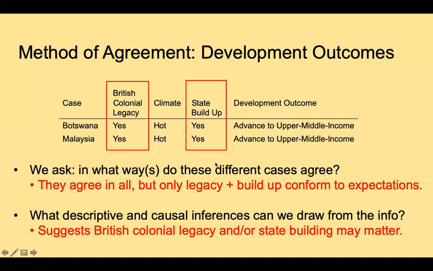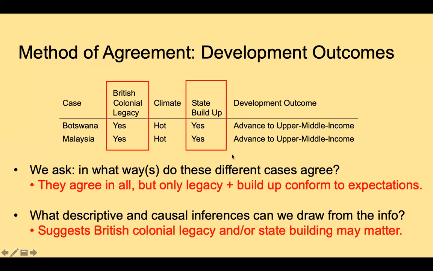So that is interesting and noteworthy, right? But notice that only state buildup and British colonial legacy perform as expected. Only these two variables exhibit the relationship with development outcome that we expected to find based on our theoretical expectations that we started this analysis with.